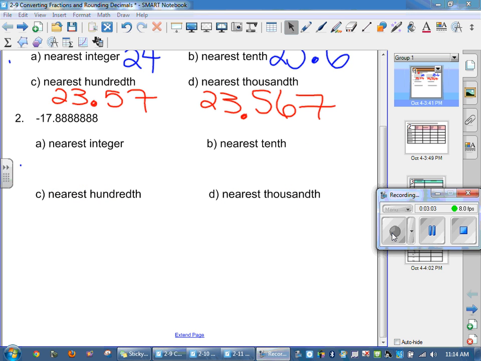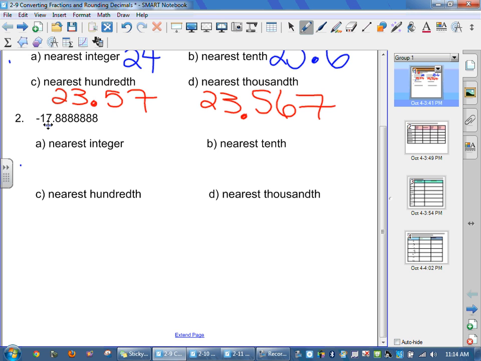Okay, so with number 2, we have negative numbers. It doesn't change any of the rules. So integer is just the first number before the decimal. So you look at the 8. What does it tell the 7 to do? Round up. Good. So negative 18. 10th. That means there's 1 zero on the bottom. That means it's the first decimal place. So you got an 8 at the end of that guy. What's he telling the other 8 to do? Add 1. Round up. So negative 17.9.